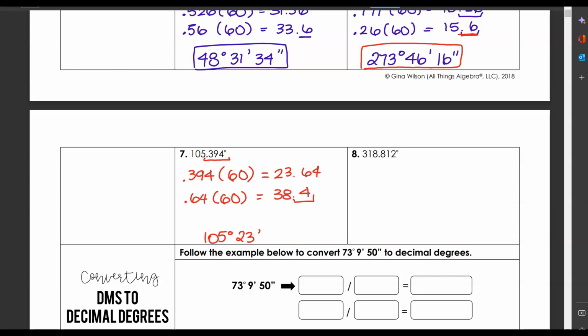So because I got a 0.4 here, we're going to round, and we end up with 38 seconds. All right, so my rounding rules tell me not to move up, so I get 38 seconds. All right, let's look at number 8.